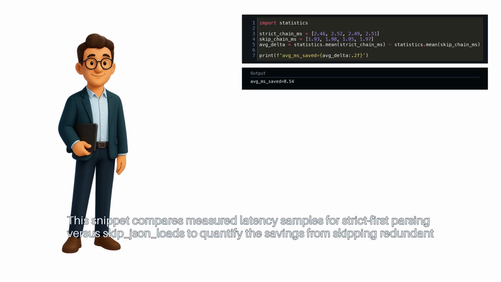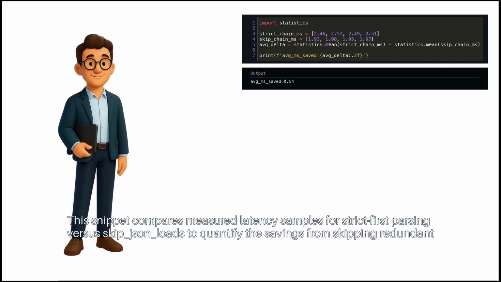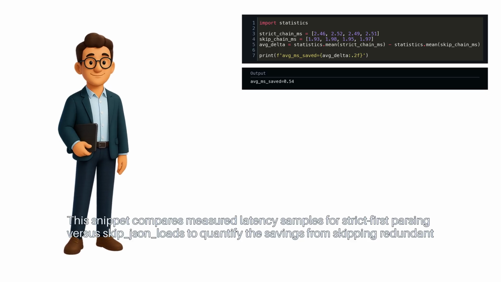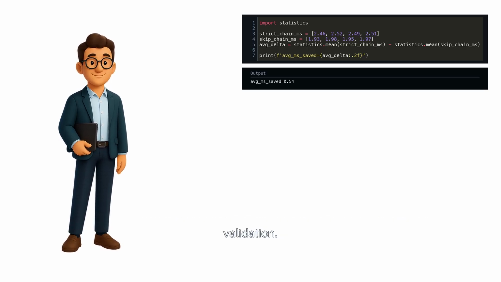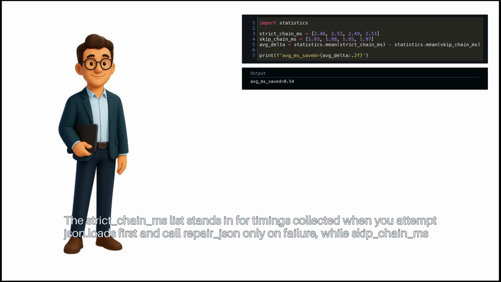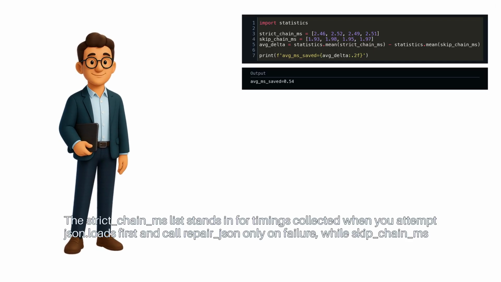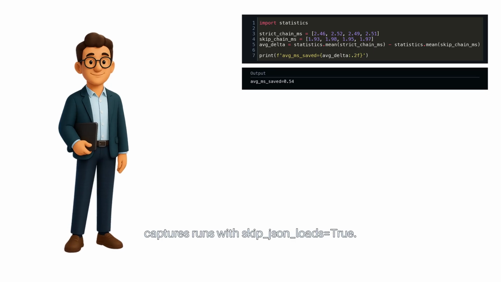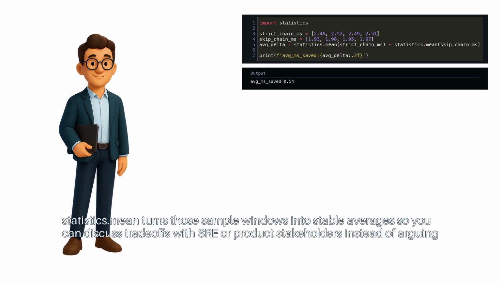This snippet compares measured latency samples for strict first parsing versus skip_json_loads to quantify the savings from skipping redundant validation. The strict chain ms list stands in for timings collected when you attempt json.loads first and call repair_json only on failure, while skip chain ms captures runs with skip_json_loads equals true.